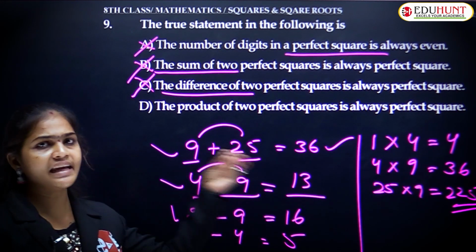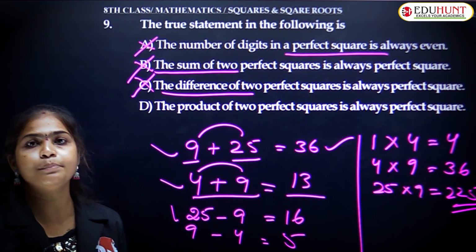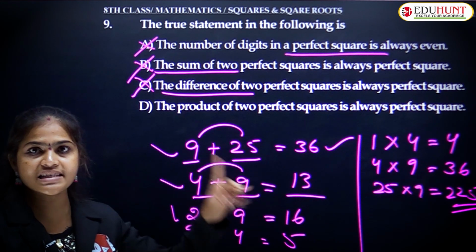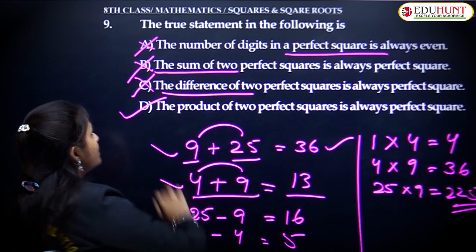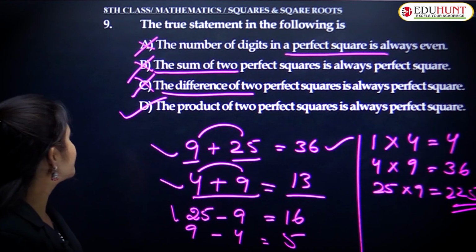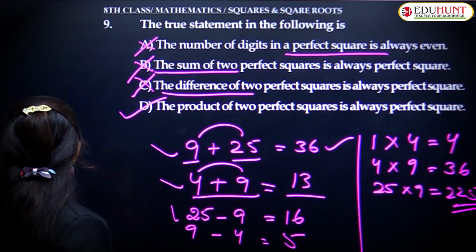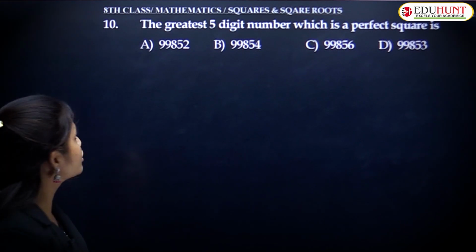Okay, so you can check any other number, you will get a perfect square only. The product of two perfect squares is always a perfect square. So which option is correct, ma, here? Option D is correct. Clear to you? Yes. So let us check the next one. What is the next question, ma?